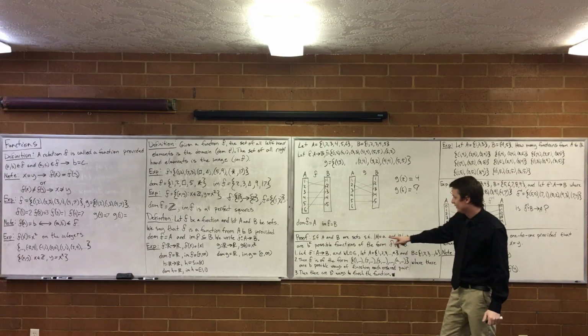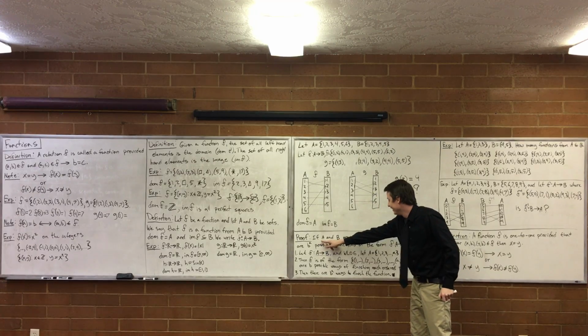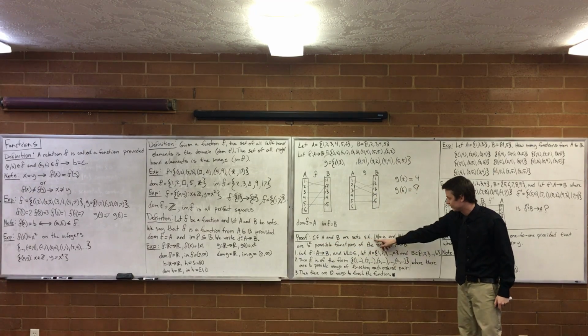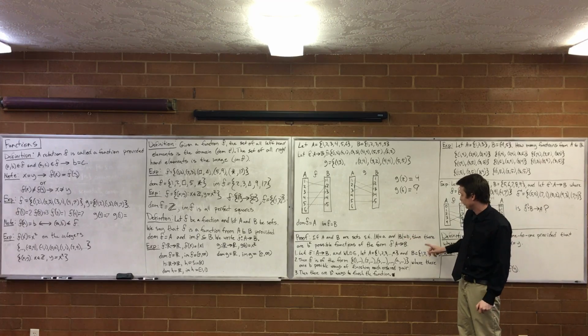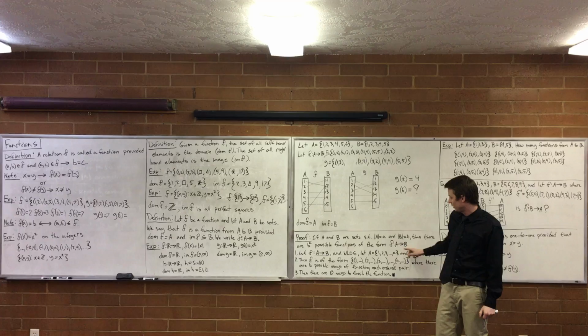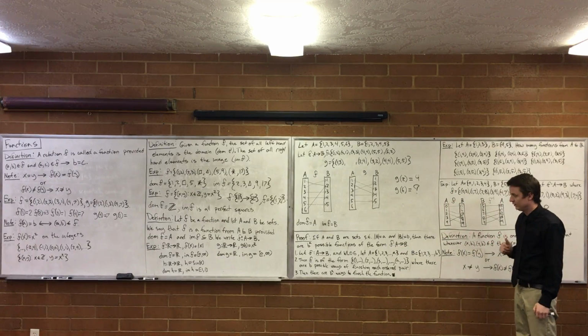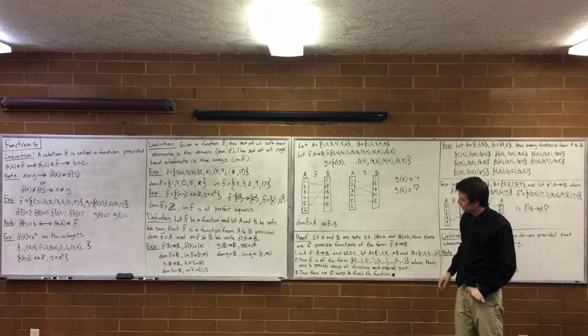B to the power of A. If A and B are sets such that the size of A equals a and the size of B equals b, then there are b to the a possible functions of the form f from A to B. Okay? So let's make sense of this.